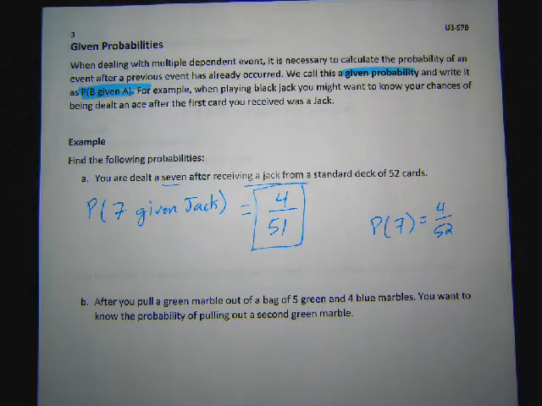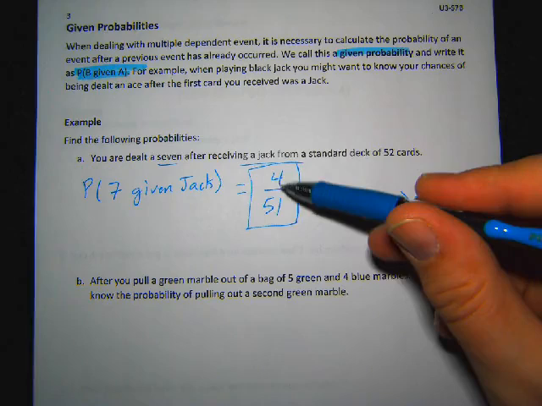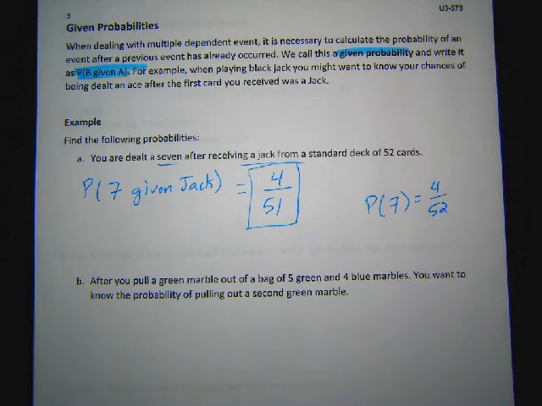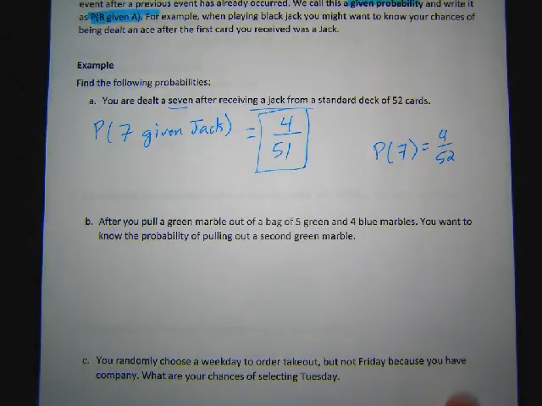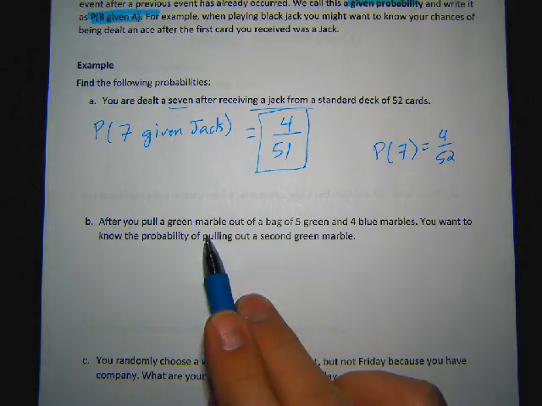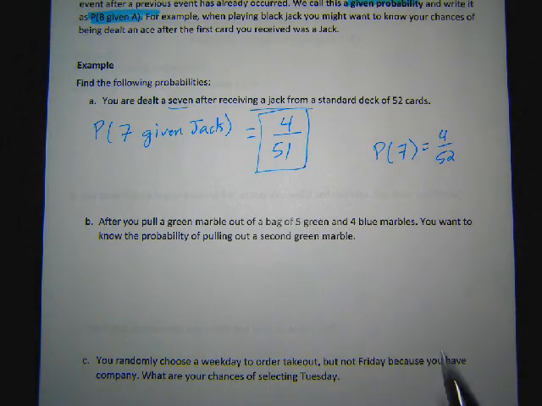You can double check with your calculator, but for tips you want to have a common factor, so I want to simplify. Okay, after you pull a green marble out of a bag that had 5 greens and 4 blue marbles, you want to know the probability of pulling out a second green marble.